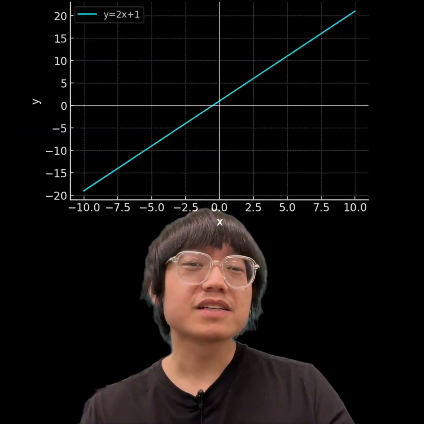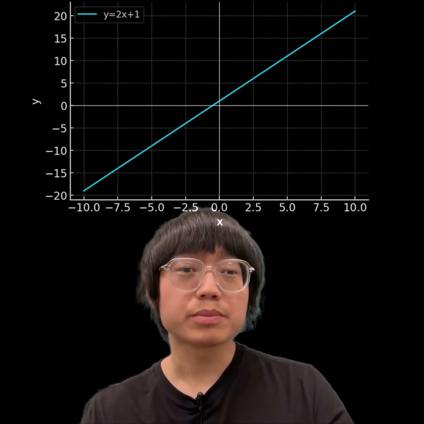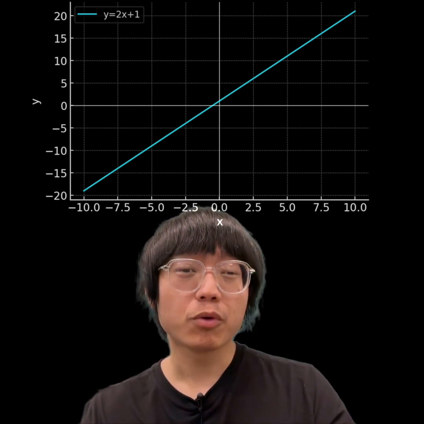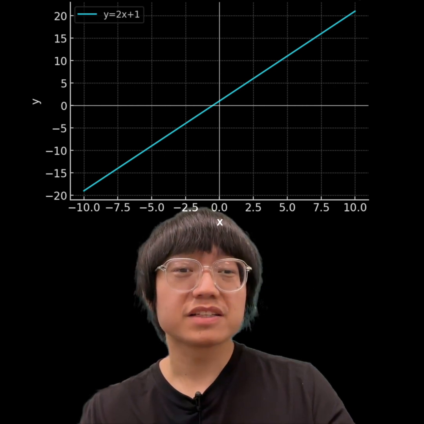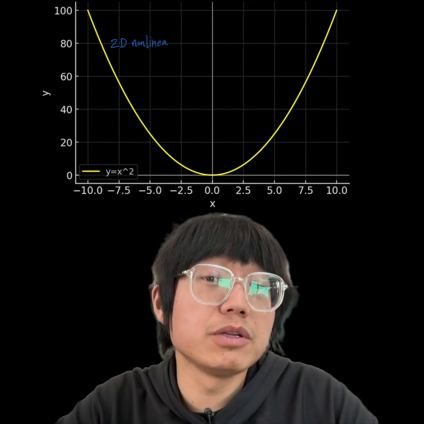This graph is a straight line which is defined by the equation y equals 2x plus 1. This line is a one-dimensional structure in a two-dimensional space where each point on the line satisfies the linear equation. Let's talk about a nonlinear curve in two-dimensional space.